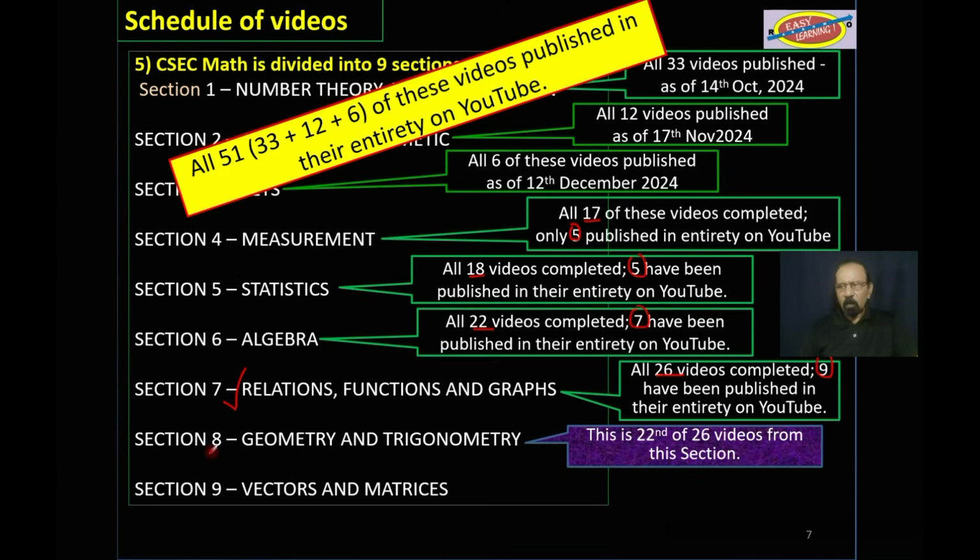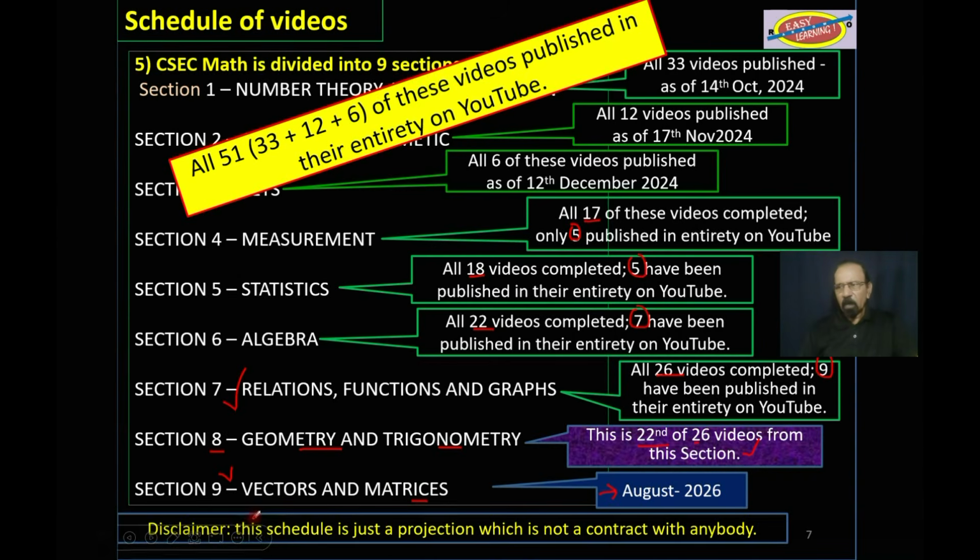We are now at section 8, geometry and trigonometry, and this is the 22nd of 26 videos from this section. Of course, once we finish with that section, there is still section 9 to do, vectors and matrices, and this schedule may have to be pushed back a little. Please note this disclaimer down here. This schedule is just a projection, and it is not to be interpreted as a contract with anybody.